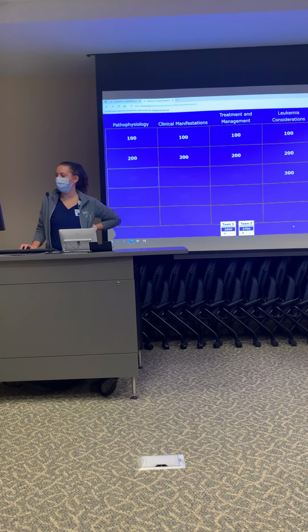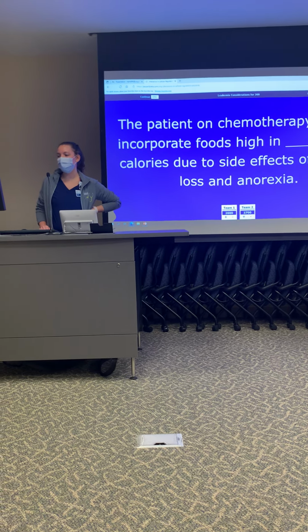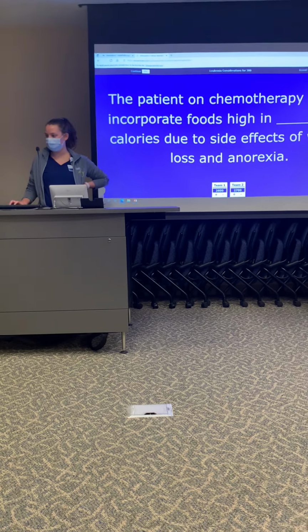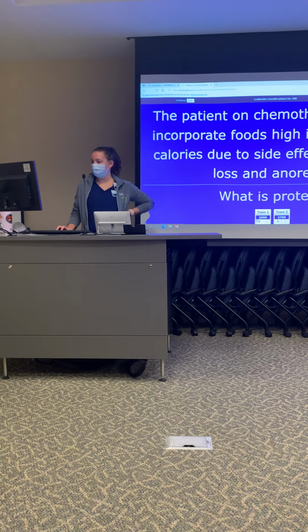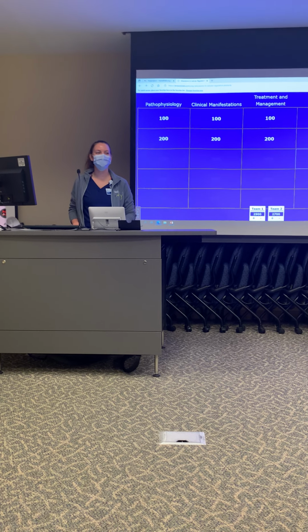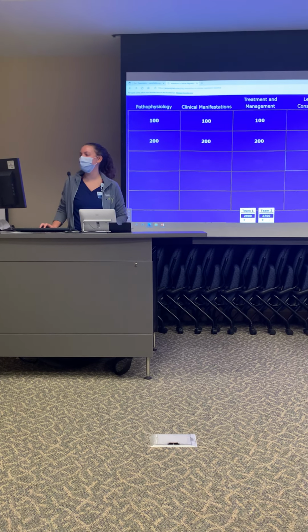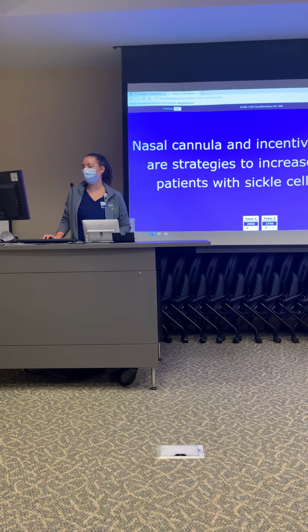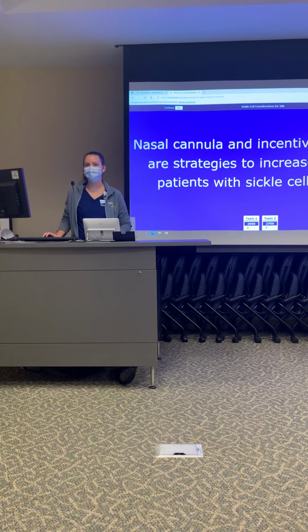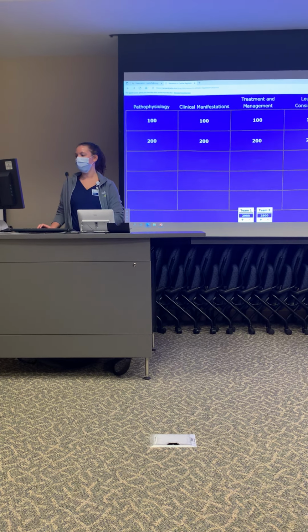Leukemia considerations for 300. The patient on chemotherapy should incorporate foods high in blank and calories due to side effects of weight loss and anorexia. Protein. Protein it is. Sickle cell for 200. Nasal cannula and incentive spirometry are strategies to increase blank in patients with sickle cell disease. Team 2, oxygen. There you go.